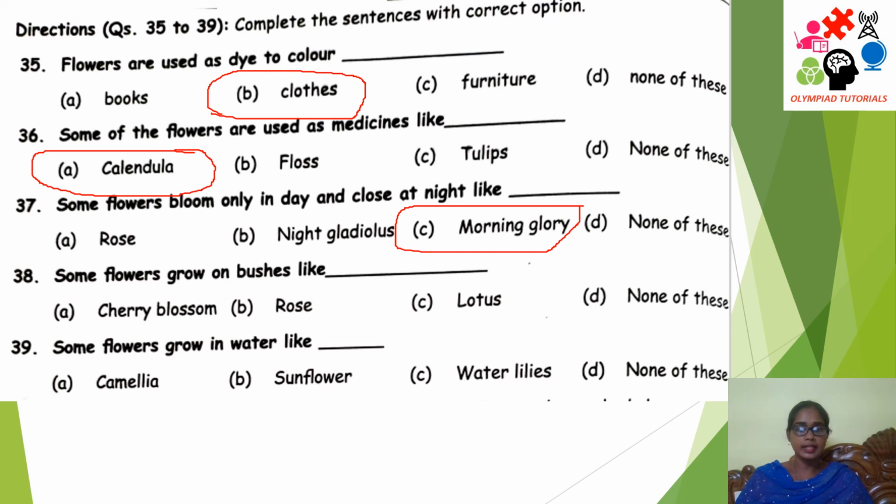Next question number 38, some flowers grow on bushes like cherry blossom, rose, lotus, none of the above. So out of these options, rose is a flower that grows in bushes. Question 39. Some flowers grow in water like camellias, sunflower, water lilies, none of the above. This is a very easy question. So here water lilies is the correct answer.